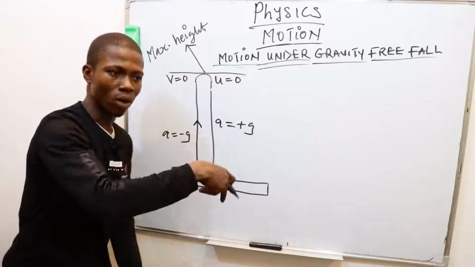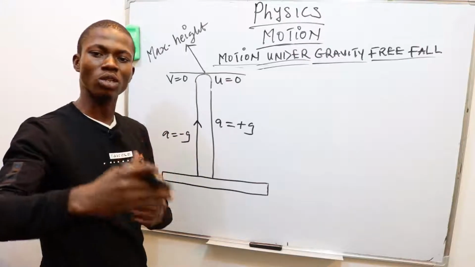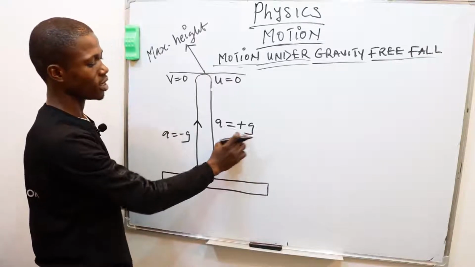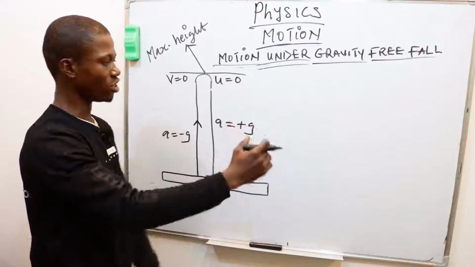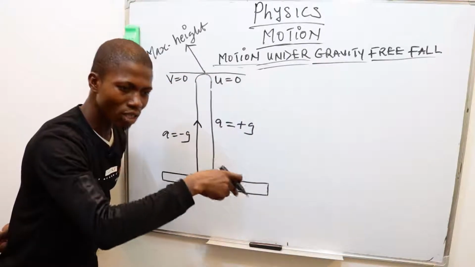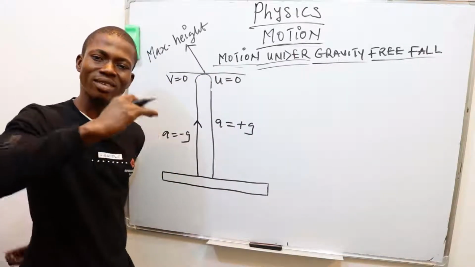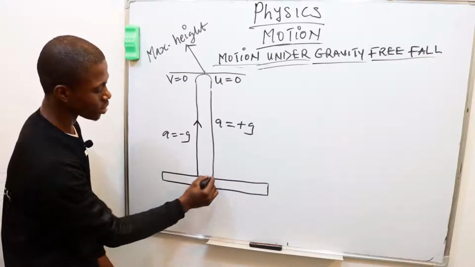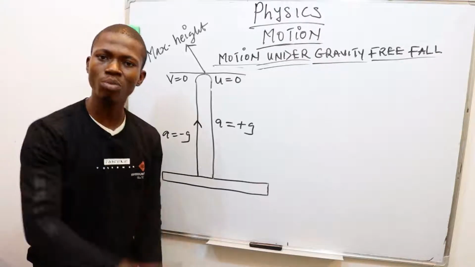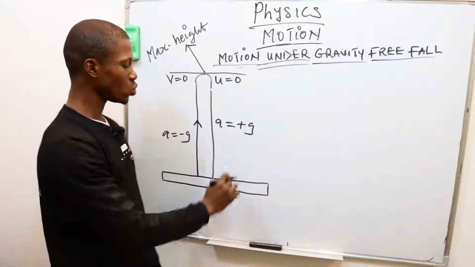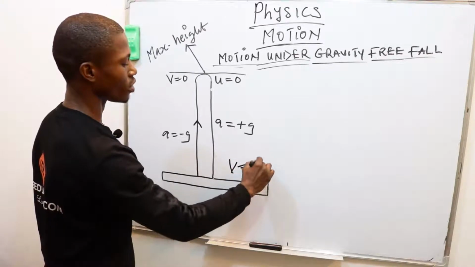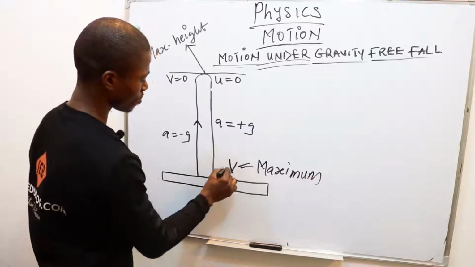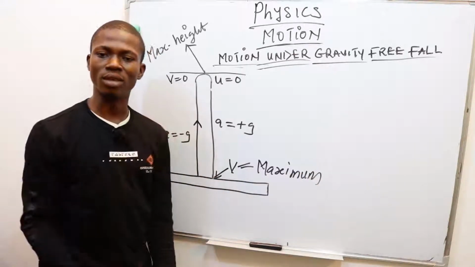Once it is falling down, it now starts to obey the laws of gravity, the gravitational rule. Do you get? And this g turns to positive g. It keeps falling down, falling down, falling down, and as it is falling down, its speed is increasing until it attains its maximum speed once it hits the ground here. This is where our final velocity is maximum, once it hits the ground.